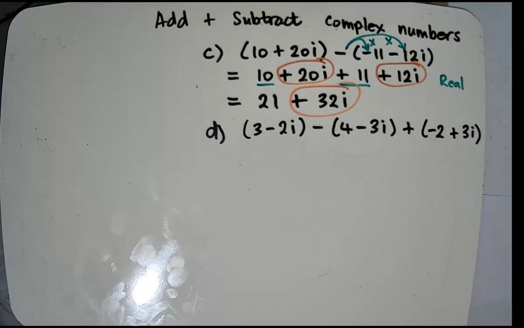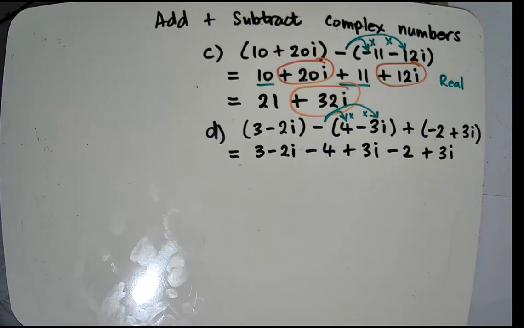In the next example, again, we have a negative in front of the bracket, so these signs will change to the opposite signs. This will become negative 4. This will become positive 3i. The first bracket will remain the same. Multiplying, we will get, next bracket, we have a plus in front of the bracket. All that will remain the same.